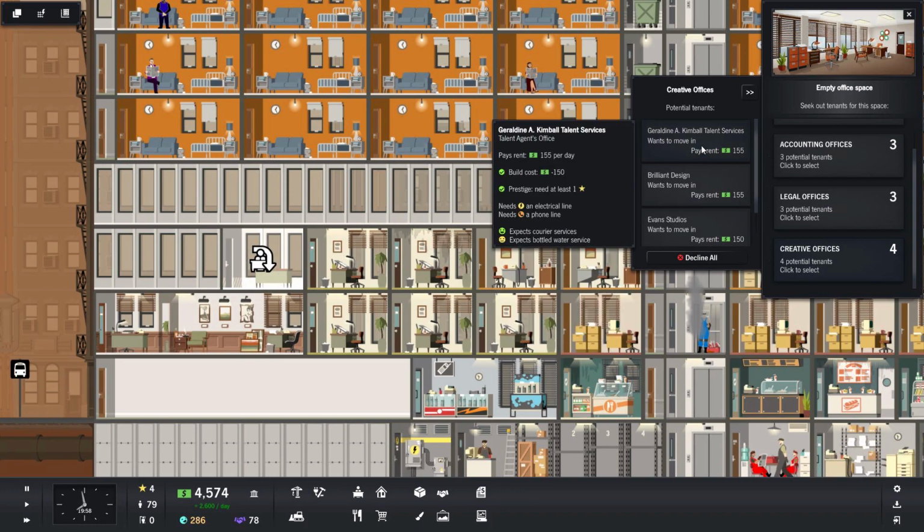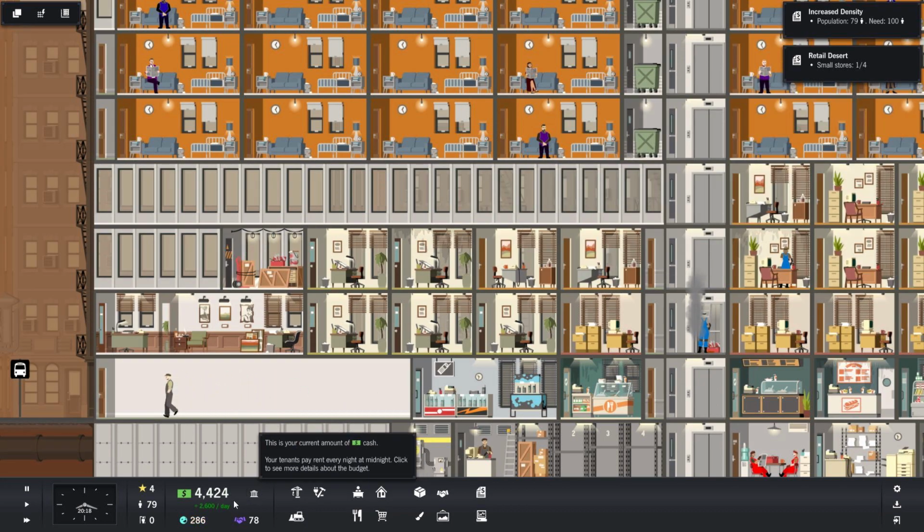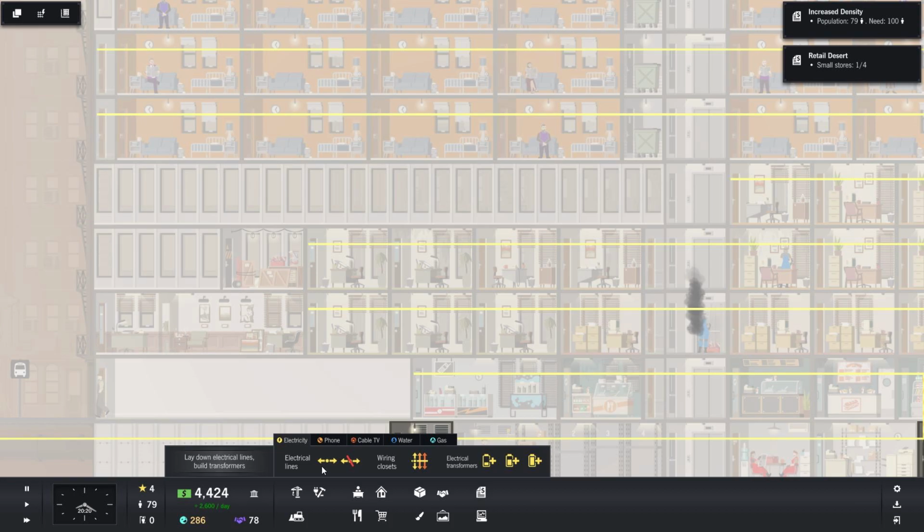This one expects bottled water services, which I don't actually have yet in the basement, and in addition a courier service. This one here though requires courier service and office supplies, both of which I currently have built in the basement, and they will pay me 155 rent per day. They also require an electric line and a phone line. So we can build that. We definitely have the ability to support that.